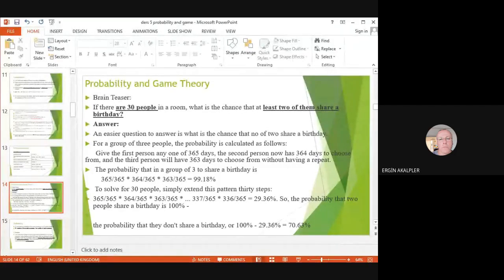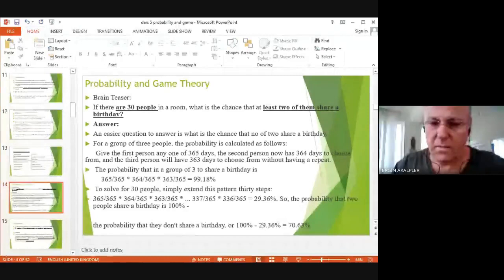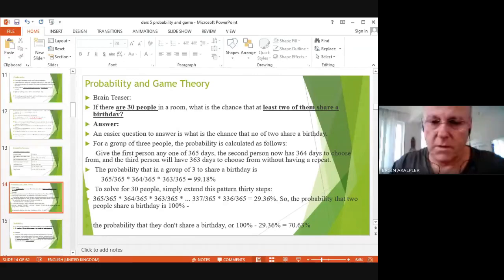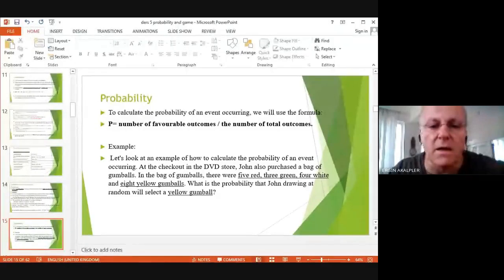Is that okay? You understand? Is it clear? Yes, it's clear. We can go to the next slide. Probability. Do you understand this? Yes, I understand.